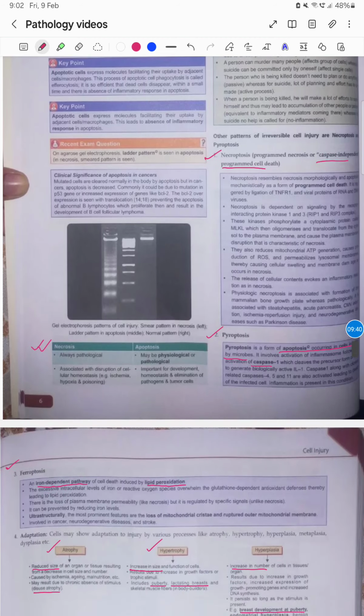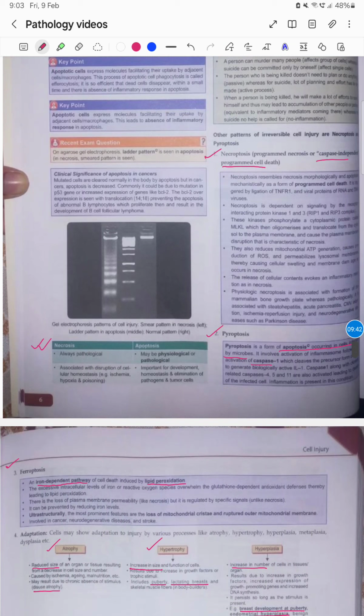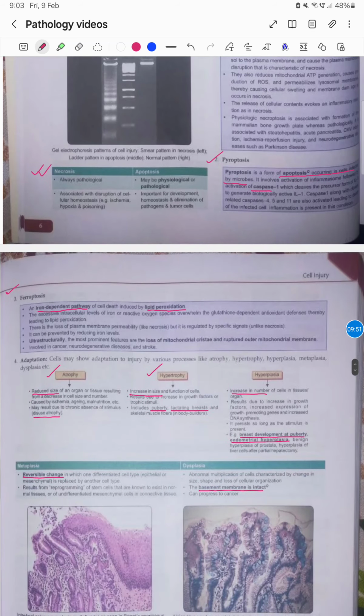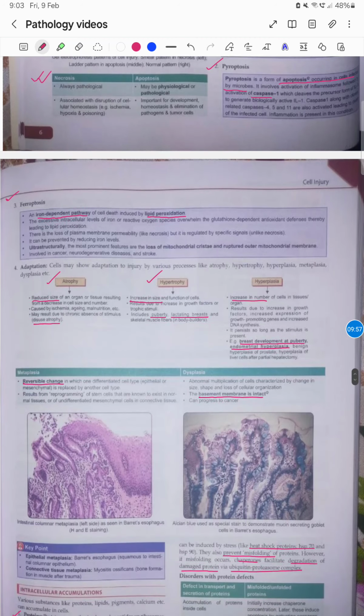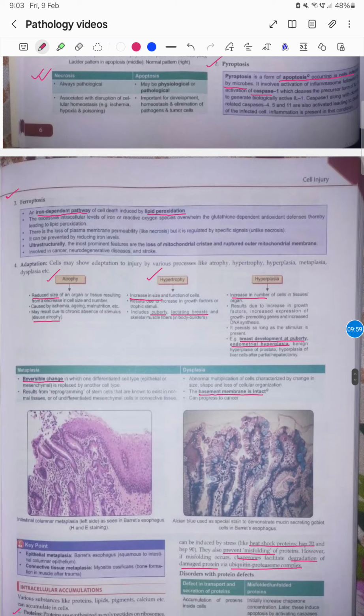Now the other patterns of irreversible cell injury are necroptosis, that is caspase independent programmed cell death; pyroptosis, apoptosis occurring in cells infected by microbes, which includes caspase 1 activity; and ferroptosis, an iron dependent pathway induced by lipid peroxidation.